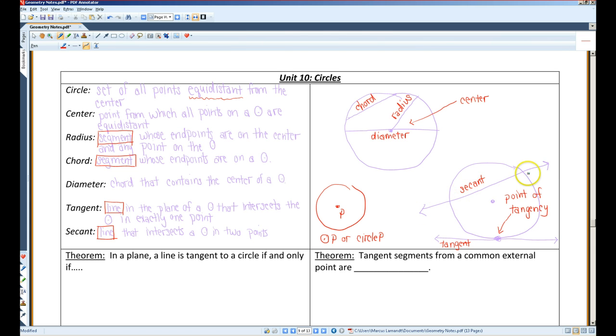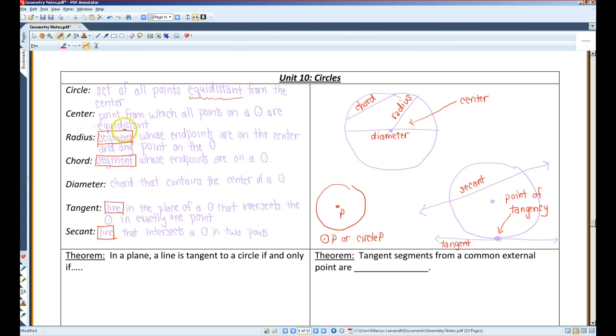Alright, a secant line, or a secant, is a line that intersects a circle in 2 points, and a tangent is a line in the plane of a circle that intersects the circle in exactly 1 point. The place where it intersects the circle is called the point of tangency.